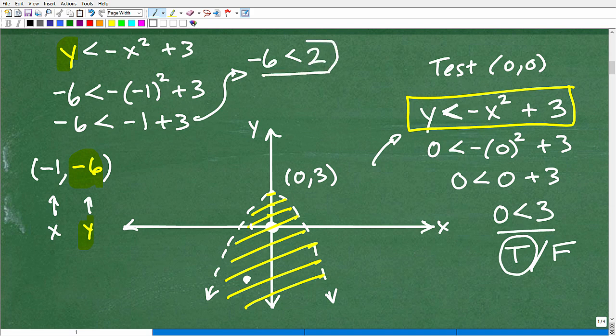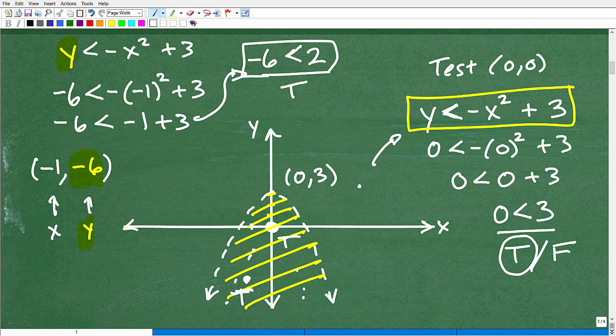So now let's ask ourselves right here, is -6 less than 2? In fact, that is true. Okay, so you can see this statement's true, right? That's true, and any point inside this region will be true. Likewise, a point outside this region, let's test a point that we know for sure is outside this region.